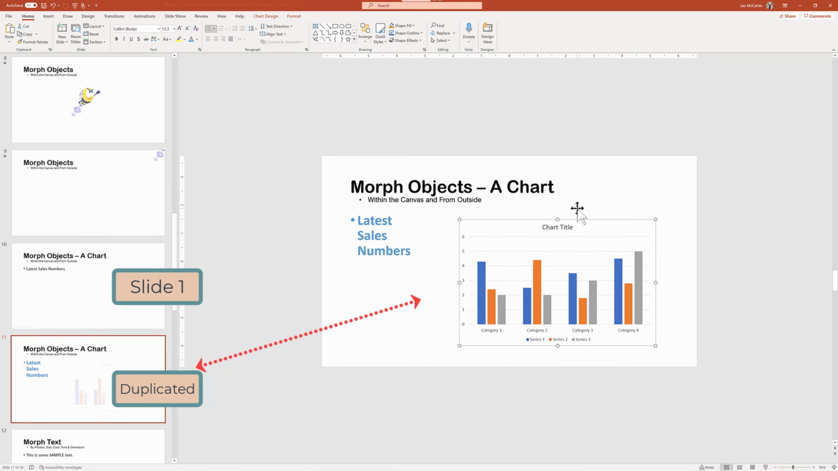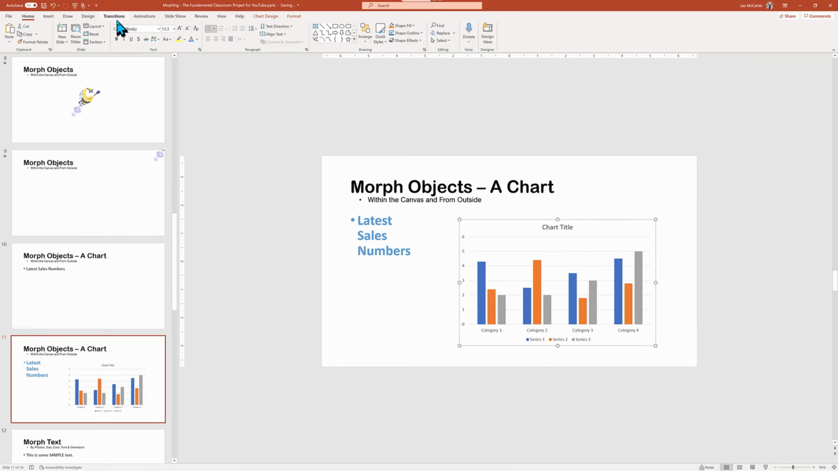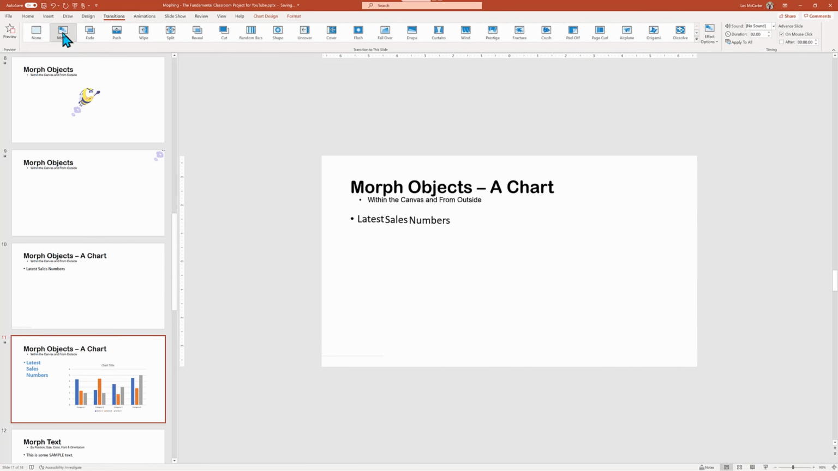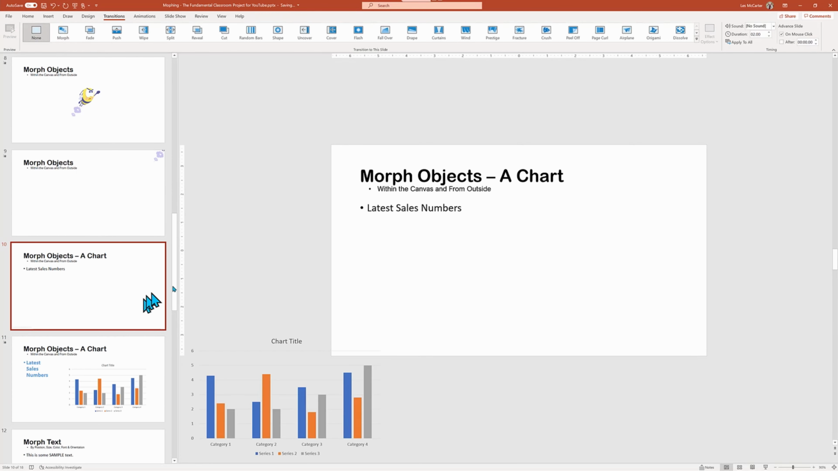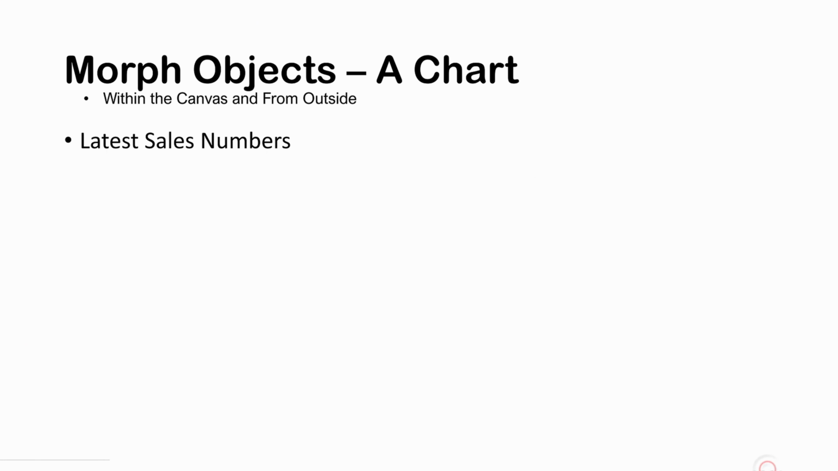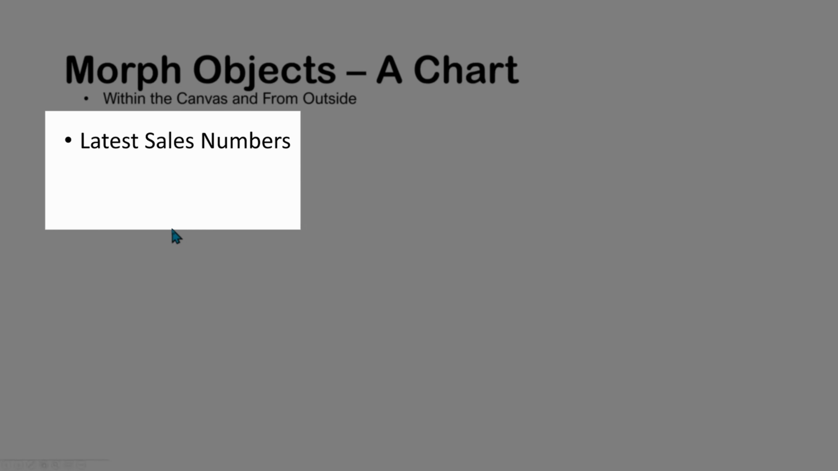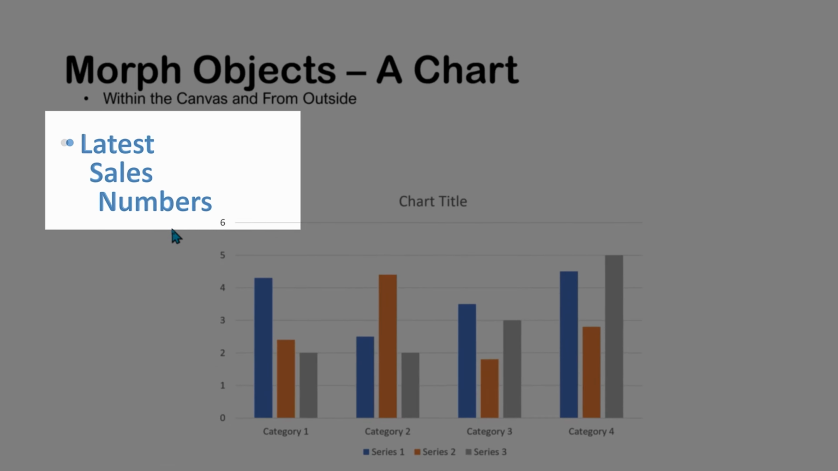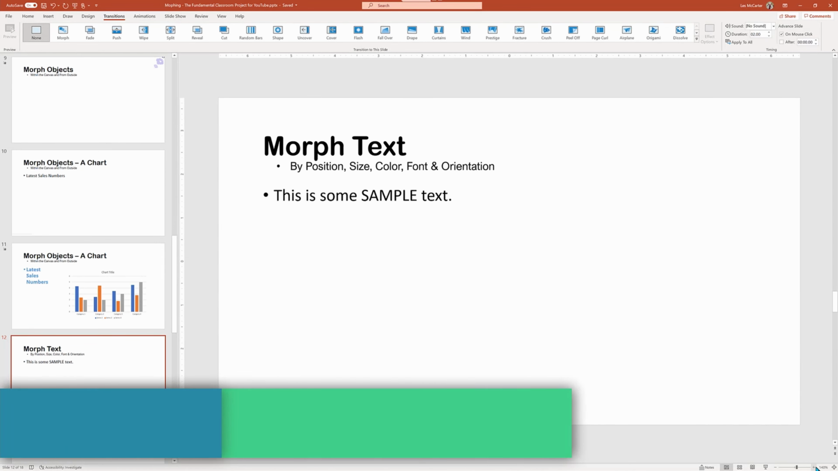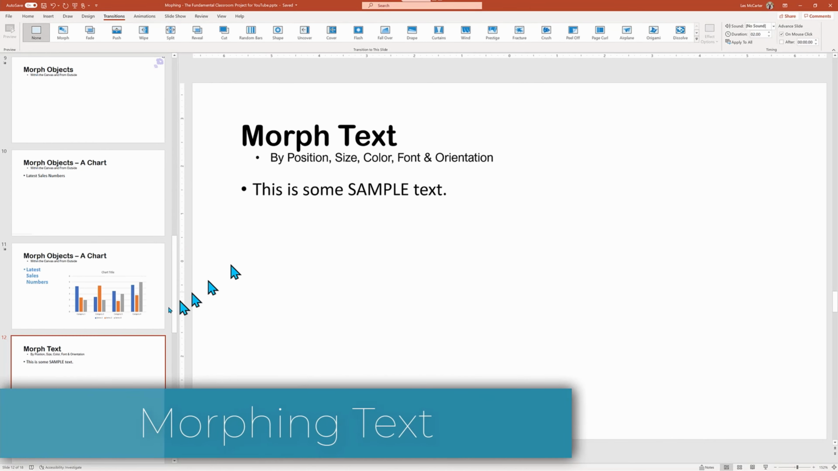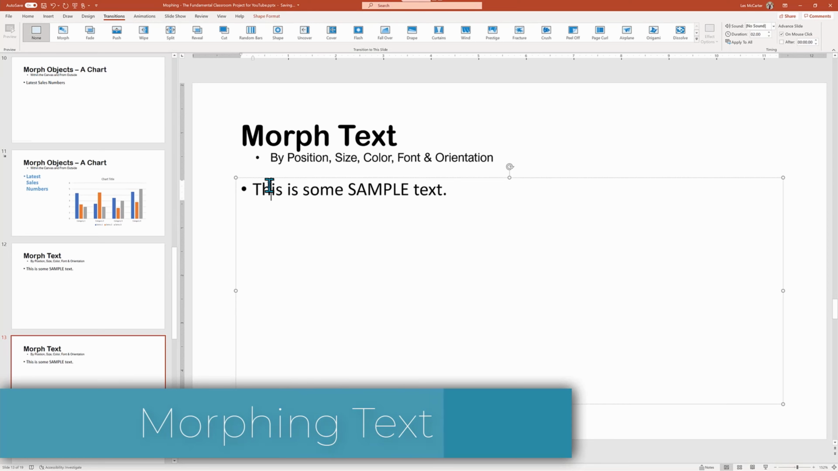And finally, we'll go to the transition menu and turn on the morph effect. Note the morphing changing text plus the graph entrance with the auto preview. But let's see it on the big screen in slideshow mode. Watch the text "latest sales numbers" morph as we change to the next slide, in addition to the chart entrance. And that example previews the next section, text morphing.